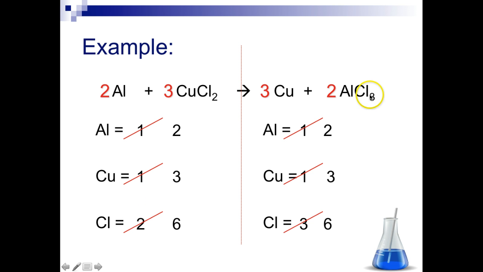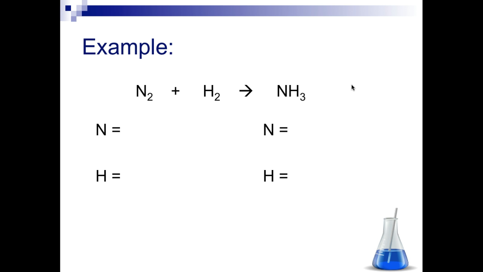So now we have 2 aluminums on each side, 3 coppers on each side, and 6 chlorines on each side. So if we look at our coefficients, they're all in the least whole number ratio, so this is a good balanced equation. Let's look at another example.